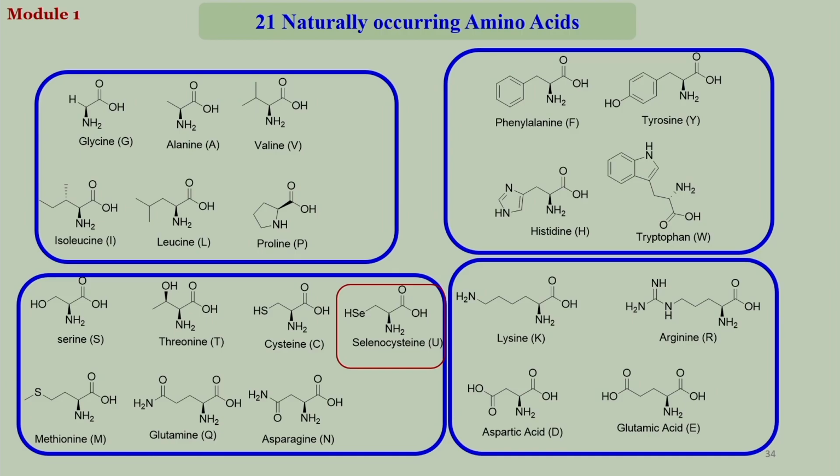Out of those 21 amino acids, one amino acid, that is selenocysteine, is not a coded amino acid, which means only 20 amino acids are coded by the genetic code. There is no genetic code present for selenocysteine, and it is a non-coded amino acid.